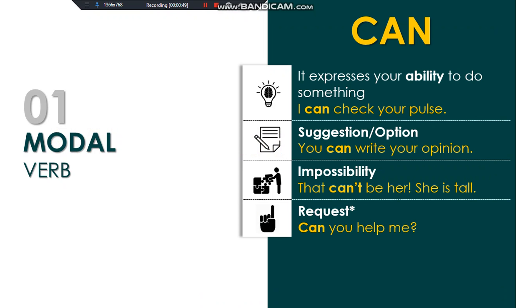Number two is the suggestion or option. Whenever you give some suggestion or whenever you are giving options, you can try this one or you can try this one. Both will look good on you. I think you can go for that or you can buy that.